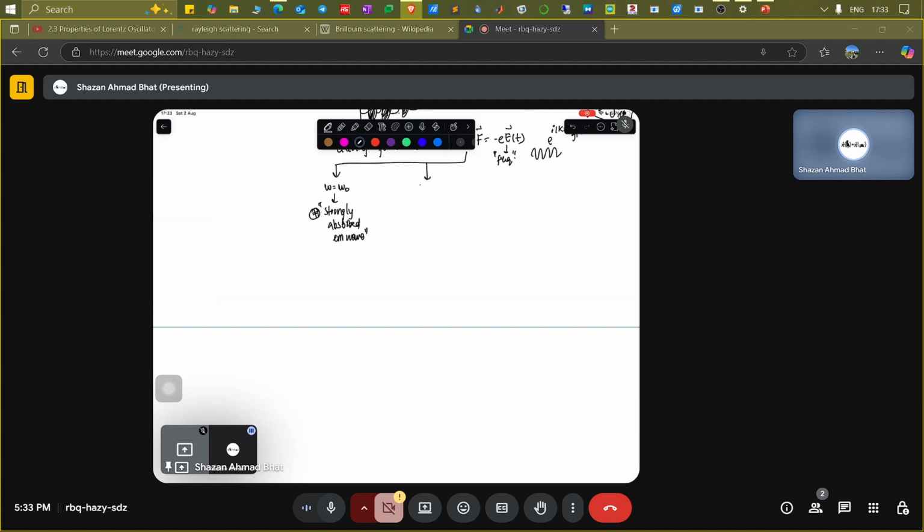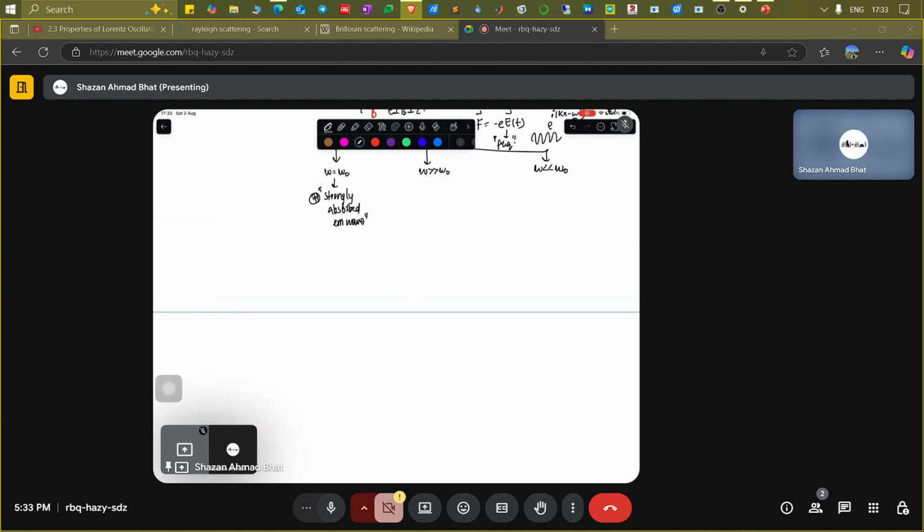What is the second scenario? Either the incoming frequency will be much greater than the resonant frequency, or the incoming frequency will be much less than the resonant frequency. In both of these scenarios, there is not strong interaction of the electromagnetic wave.